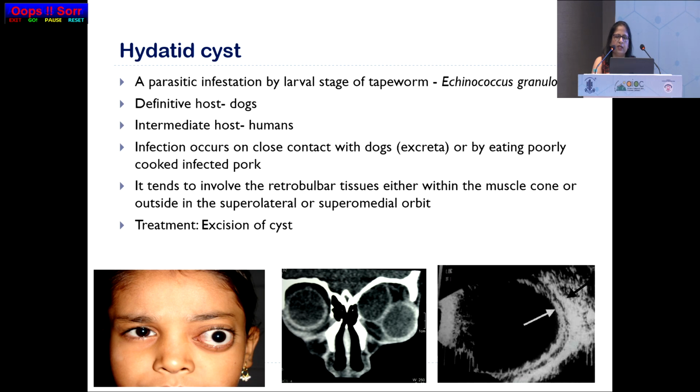Hydatid cyst is a very rare parasitic infestation that we see, generally in young adults. In this girl you can see it looks like two eyeballs in the orbit. It is very hypoechoic, almost no echoes on ultrasound, with very few sand particles. Plus there is the double wall sign, which if present is almost diagnostic of hydatid cyst.